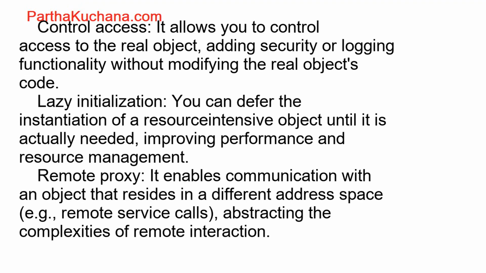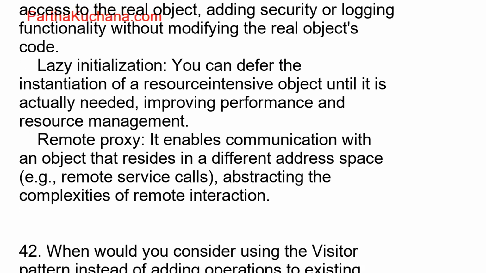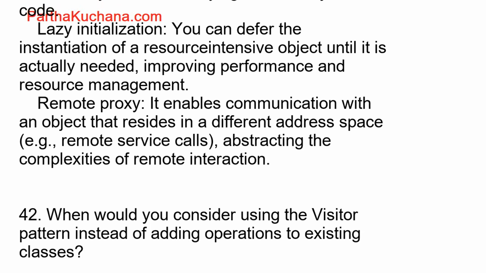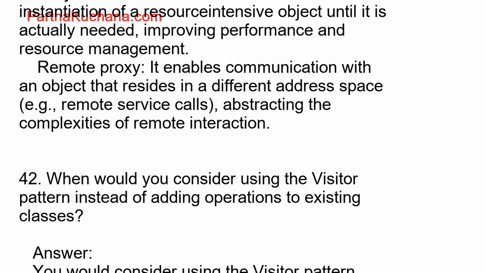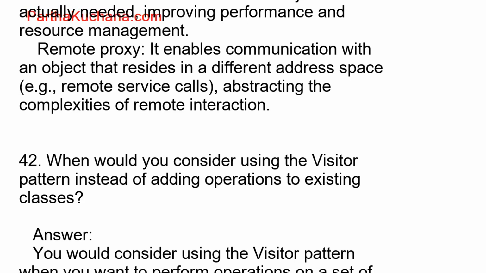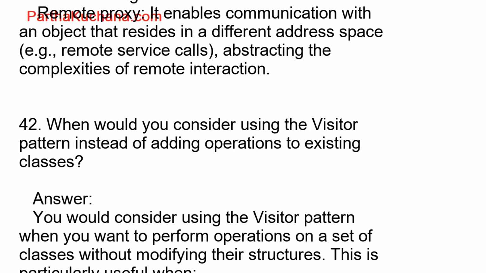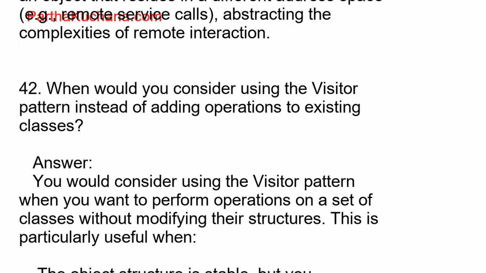Each command object stores the details of the action, like method calls and parameters. For undo functionality, you can maintain a stack of executed commands. When an undo is requested, the application pops the last command from the stack and calls its undo method, reverting the action. This promotes a clean separation of concerns, making it easier to manage complex interactions.